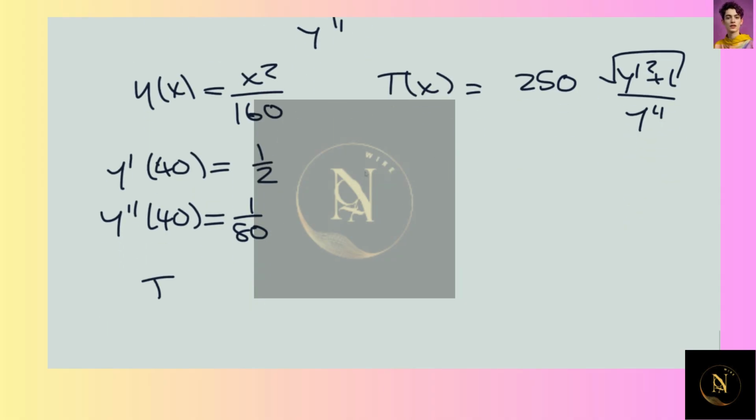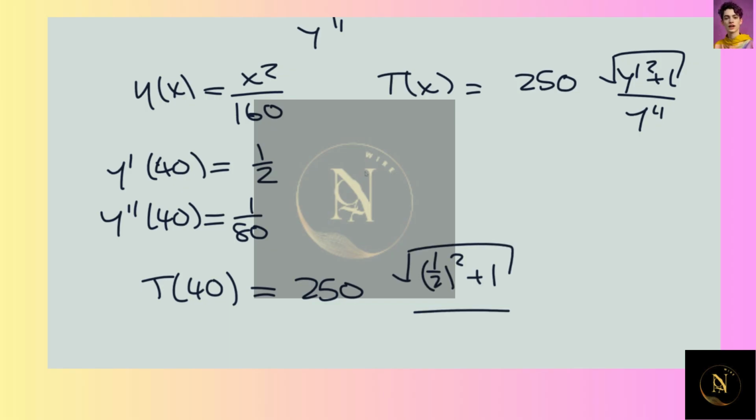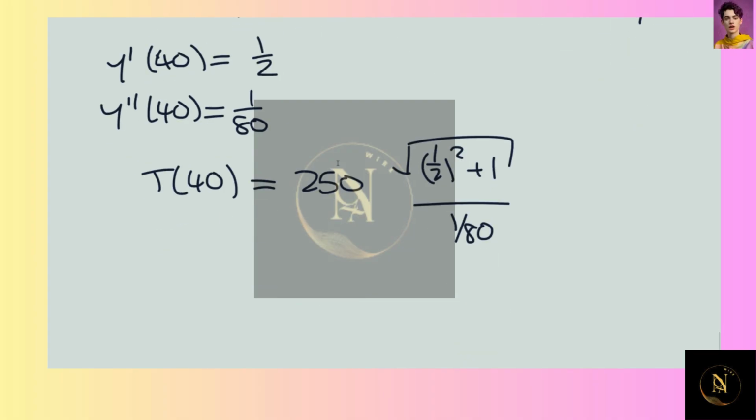So that tells us that T of 40, which is the tension at the supports, is going to be 250 times the square root of a half squared plus 1 over 1/80th. So 250 times 80 times the square root of 1 plus 1/4 gives us 22,361 newtons.